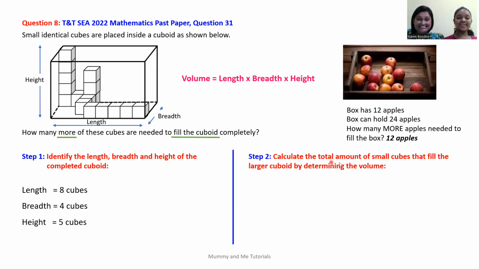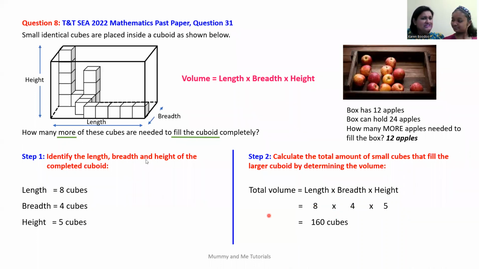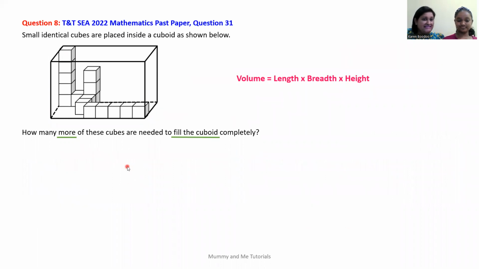Step 2 is to calculate the total amount of small cubes that fill the larger cuboid by determining the volume. Right. So the total volume is equal to the length multiplied by breadth multiplied by height, which is equal to 8 multiplied by 4 multiplied by 5. And we will get 160 cubes. So if this cuboid were to be completely filled, then we require 160 cubes. Okay, all right.